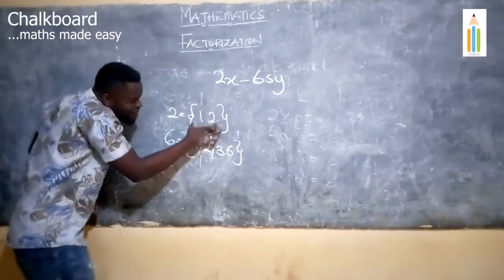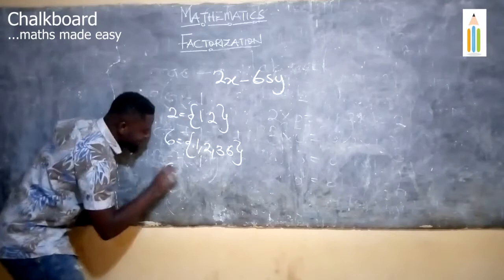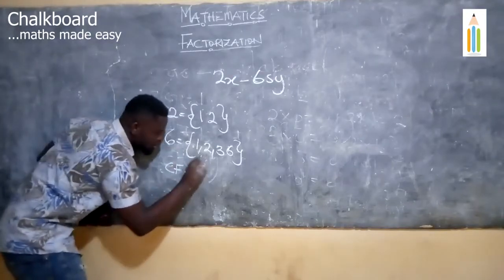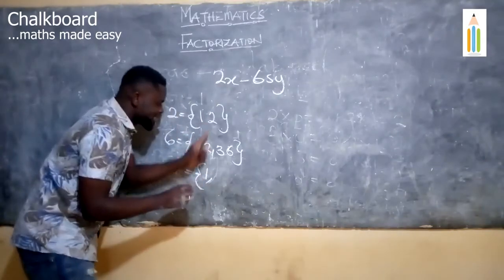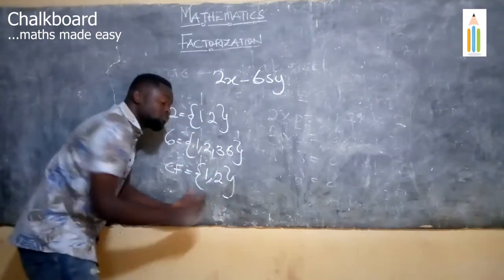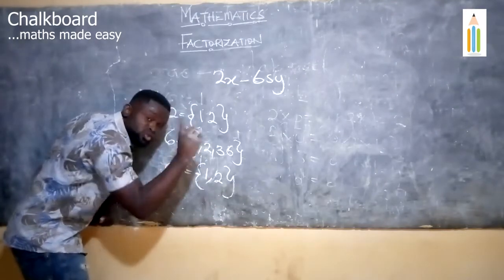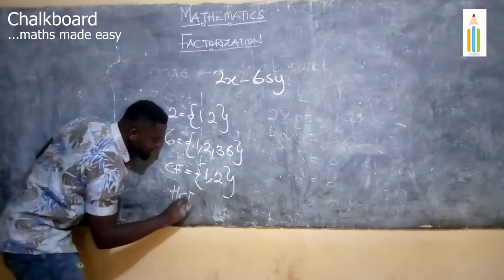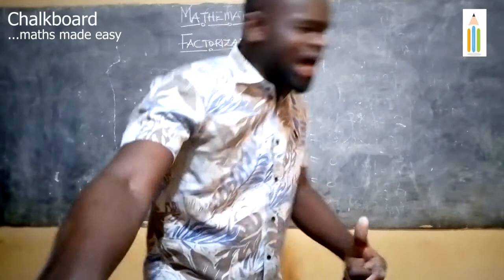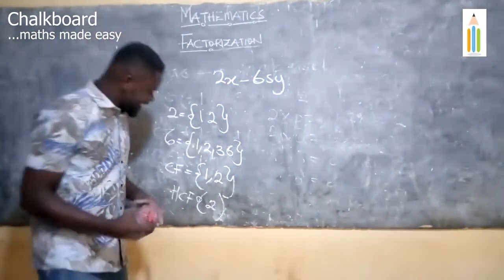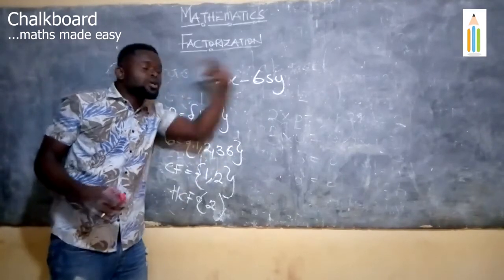Now, between the factors of 2 and the factors of 6, which ones are common? That will give us the common factors. So, you can see that 1 is here and 1 is here as well. 2 is here and 2 is here as well. So these are the common factors. And among these common factors, which one is the highest? The highest is 2. So that is the highest common factor. So anytime we have numbers and alphabets, we take them one after the other, but we look for the highest common factor between these two numbers and factorize that one out.